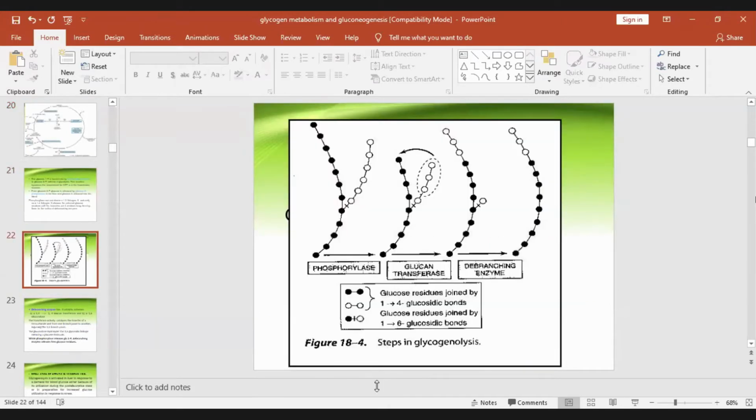And then when there are about 4 residues, phosphorylase cannot act. So now a debranching enzyme, which consists of 2 parts, comes in: alpha 1,4 to 1,4 glucan transferase and alpha 1,6 glucosidase. This alpha 1,4 to 1,4 glucan transferase transfers a trisaccharide unit from here to an existing branch. So it is transferred here, exposing the branch point, which is then acted upon by alpha 1,6 glucosidase to form free glucose.